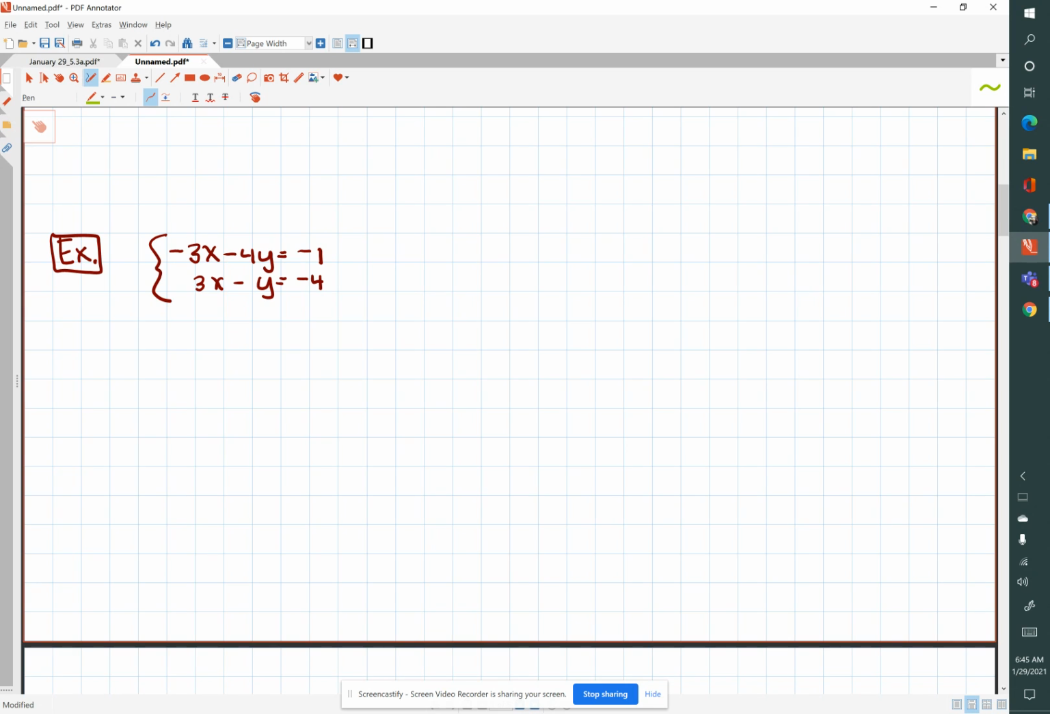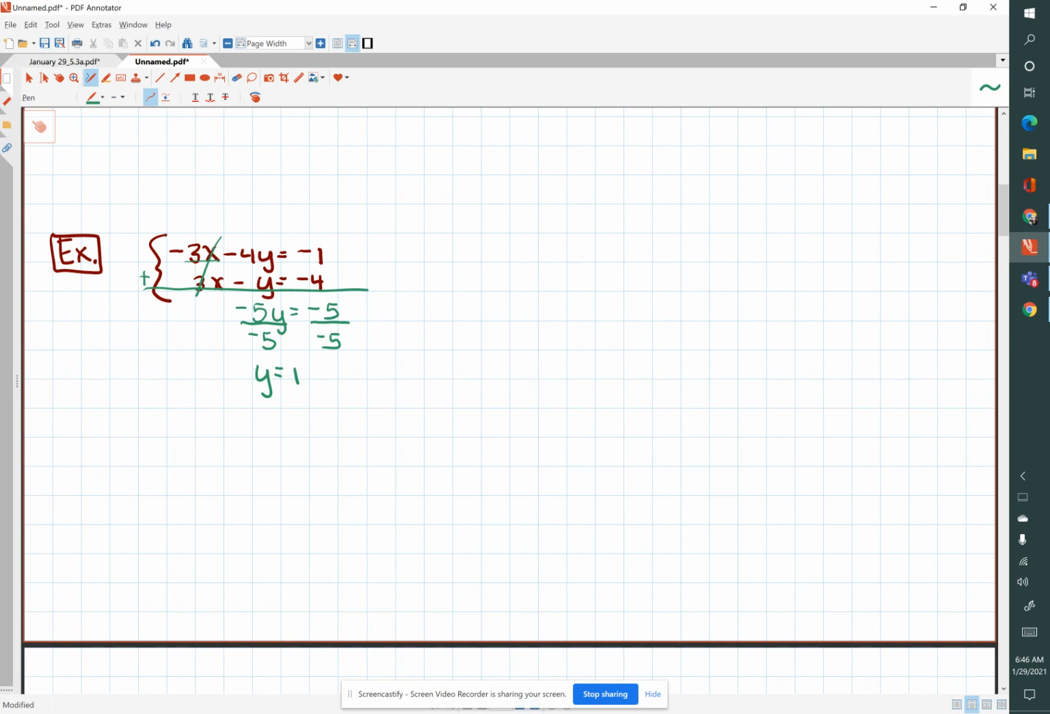So we've lined them up. Now we need to either add or subtract in order to eliminate a variable. When I look at this, I have negative 3x here, and I have a positive 3x here. So I'm just going to add these two together. If I add them together, the x values go away, and I'm left with 4y minus y, which is negative 5y, and negative 1 plus negative 4 is negative 5. And of course, when I divide both sides by negative 5, y equals 1.